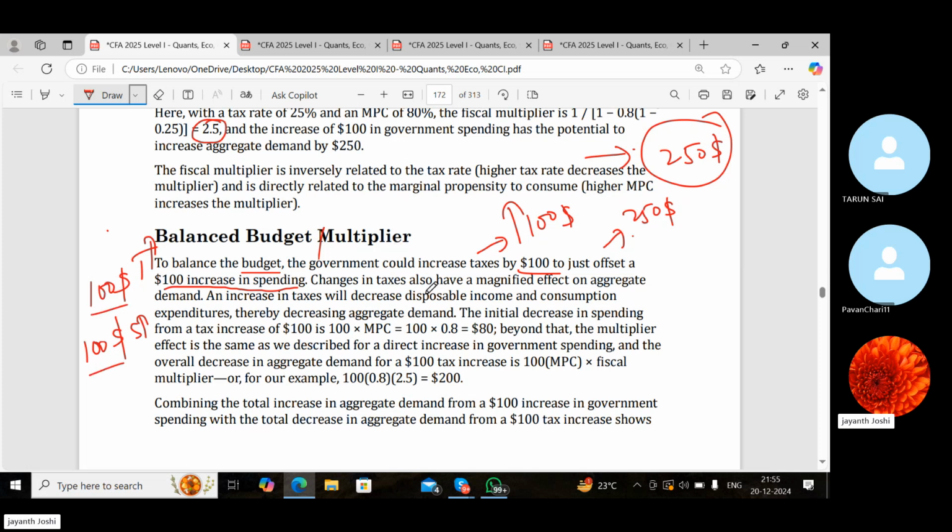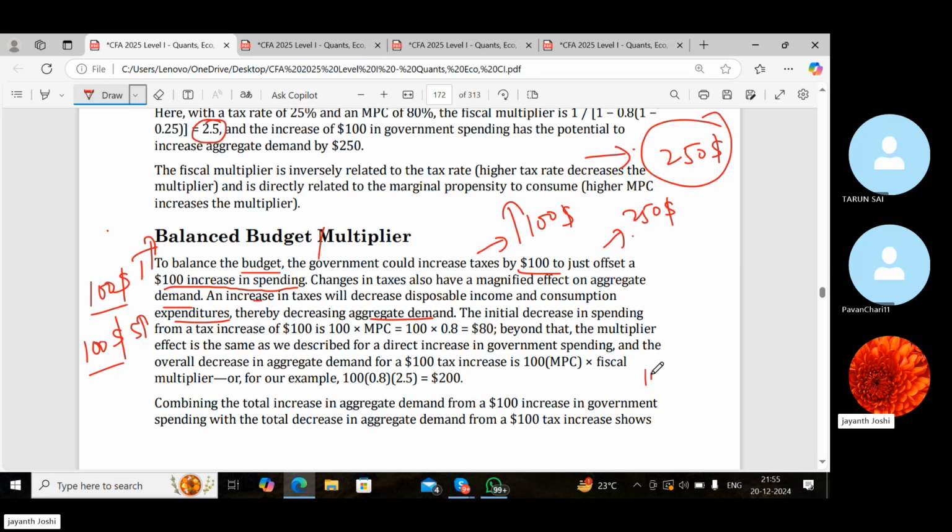Change in taxes will have a magnified effect on aggregate demand because demand will decrease. Increase in taxes will decrease disposable income and consumption expenditures. Thereby the aggregate demand will decrease in this case. So because of increase in taxes, the demand is decreasing. Who will bridge that gap? The government will spend into the economy. So the initial decrease in spending from a tax increase.